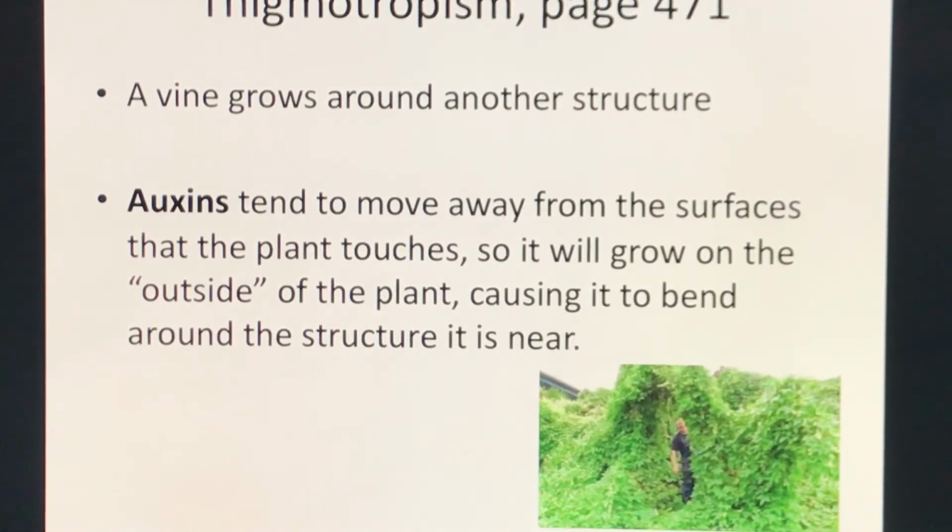Then we have this other concept, as it was introduced in the previous slide, thigmotropism. An example of this is when a vine grows around another structure. Now the explanation of this concept is that it looks like auxins tend to move away from the surfaces that a plant touches. So it will grow on the outside of the plant, causing it to bend around the structure that it's near. And that's what you might see vines doing, winding sort of like a corkscrew around another object.